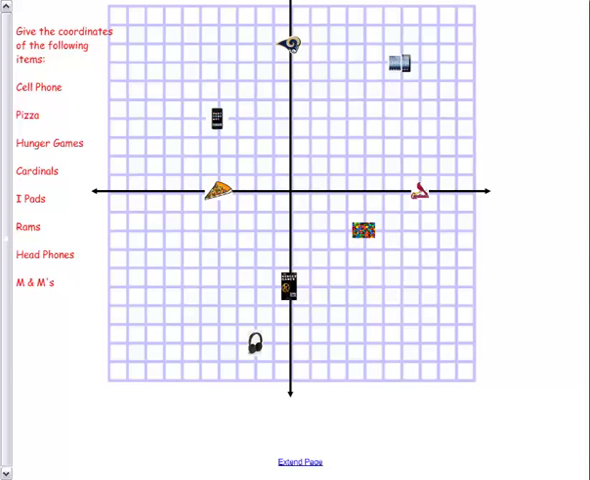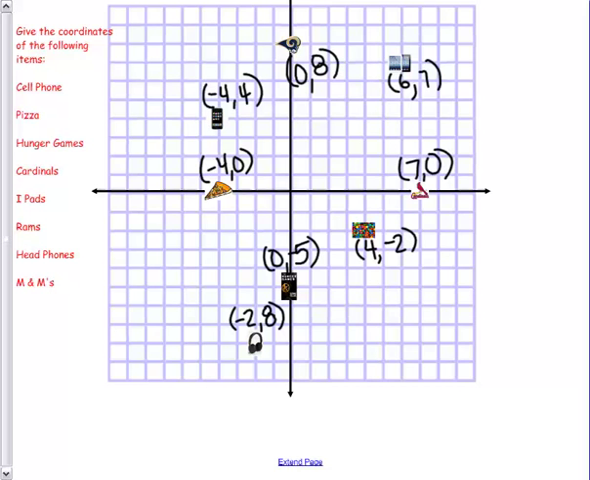All right, here we go. Take a look at the answers. The cell phone is at -4, the pizza's at -4, 0, Rams are at 0, 8, Hunger Games is at 0, -5, the headphones are at -2, 8, the M&Ms are at 4, -2, Cardinals are at 7, 0, and the iPads are at 6, 7.